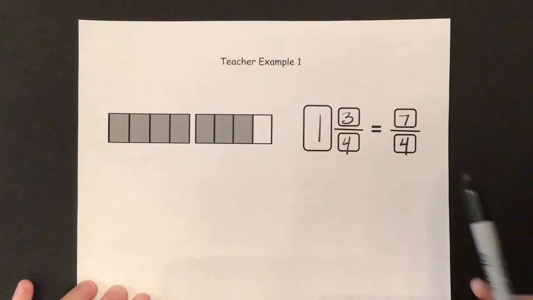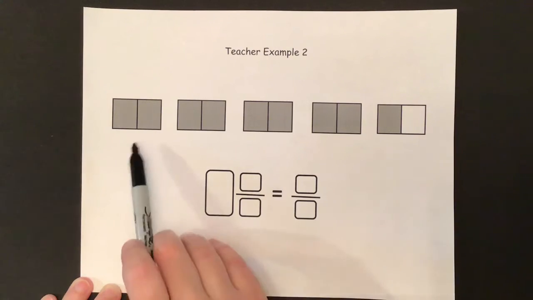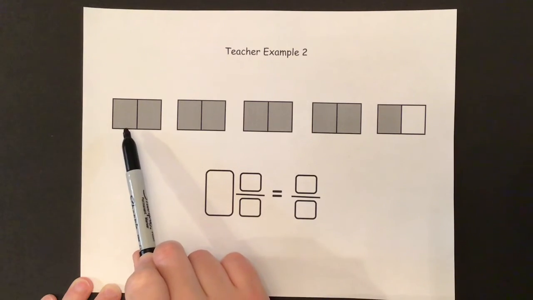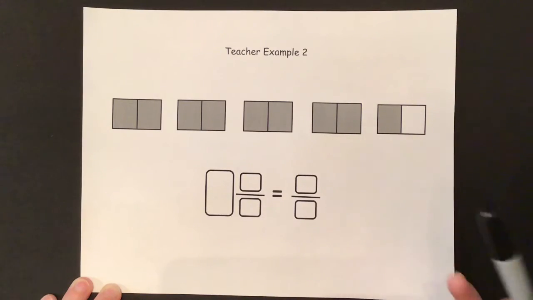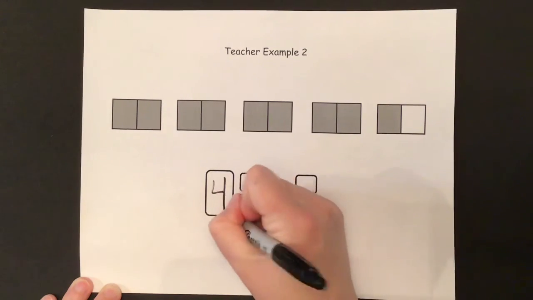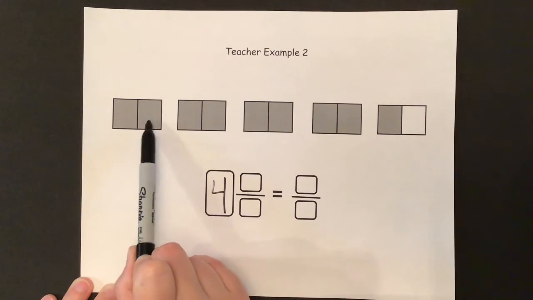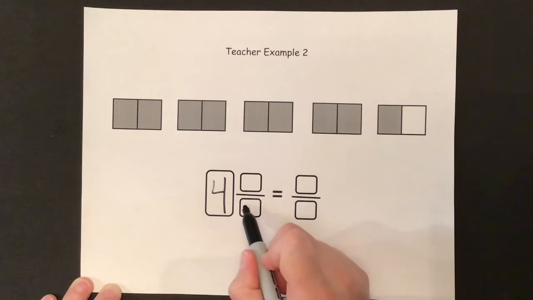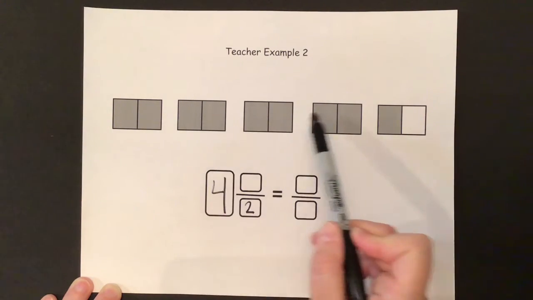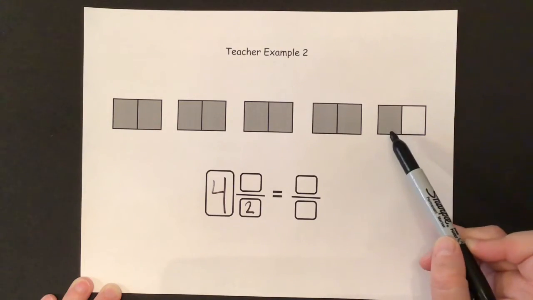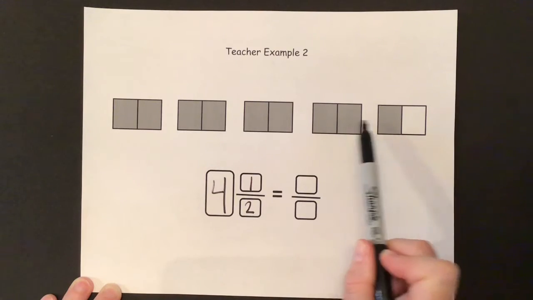Let's look at another example. I can see that I've got 1, 2, 3, 4 wholes. Each of those wholes has been split into 2 pieces, so we're working with halves. And then once I get past the 4 wholes, there's 1 extra piece left over. So this picture shows 4 1/2.